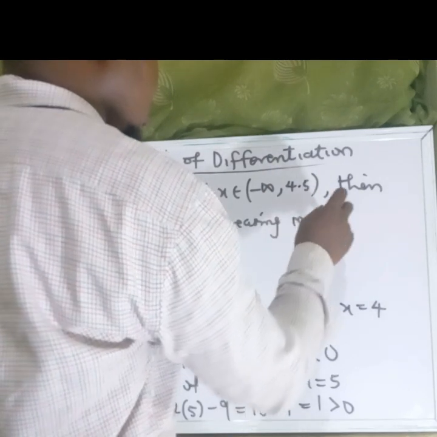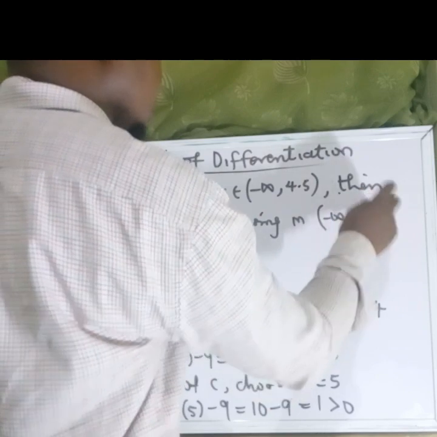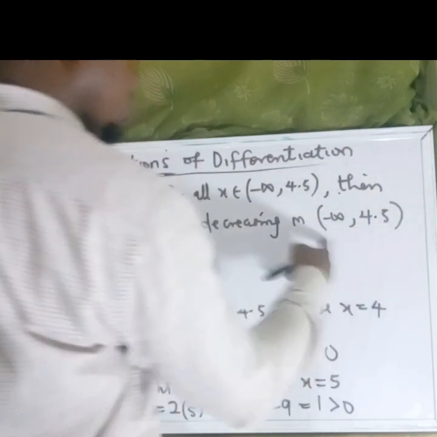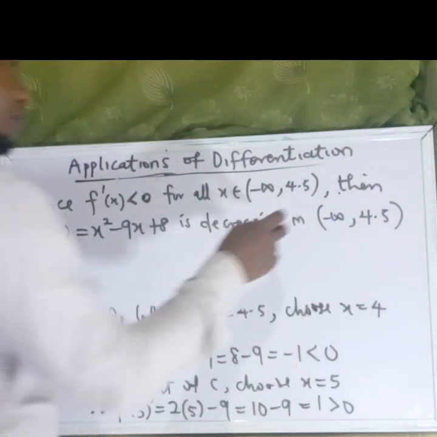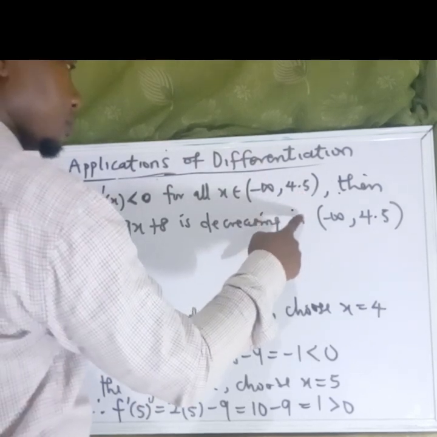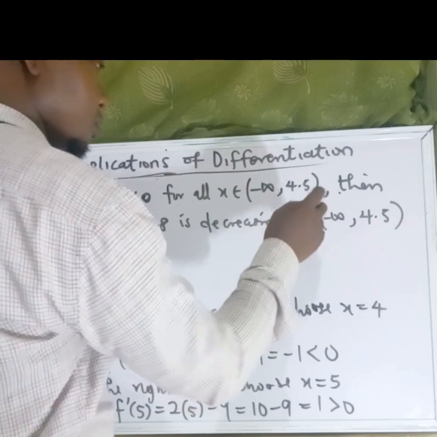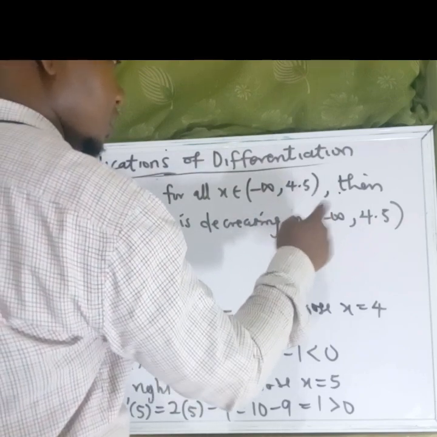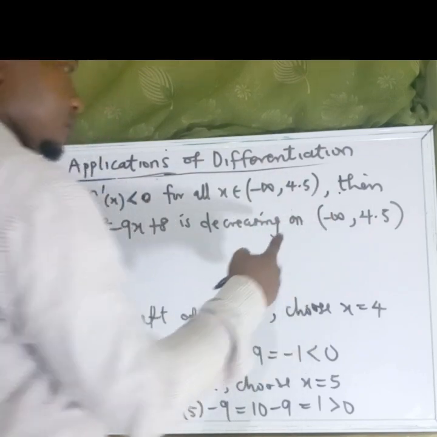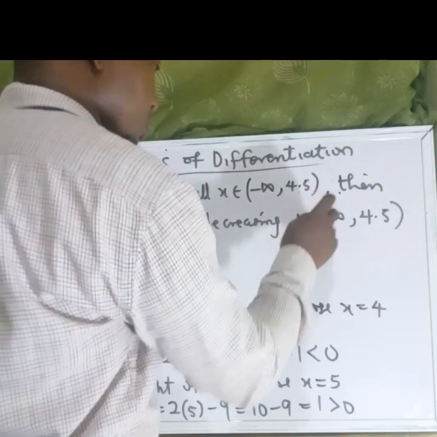Okay, it is decreasing. Meaning in this interval the function is decreasing. Okay, let's see on the interval. Okay, this is also allowed.